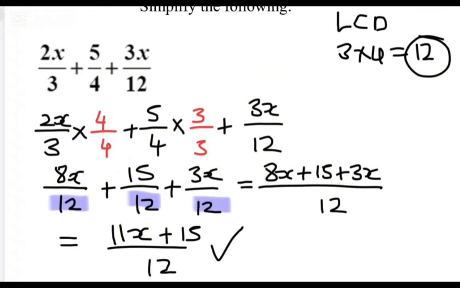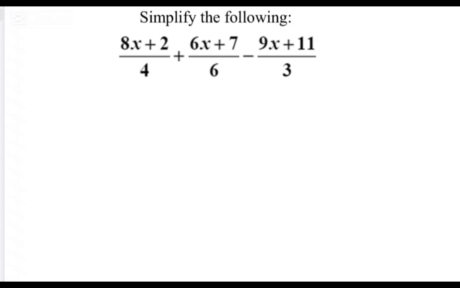Let's try another example. So here's our second example. How can we simplify this as far as possible? First we need to find an LCD. How do we find the LCD? We take the smaller denominators and multiply them, and that gives us the LCD we're looking for. So 4 multiplied by 3 gives us 12. So in this one also, the LCD is still 12, and we need to make all the fractions here have a denominator of 12. Perfect.